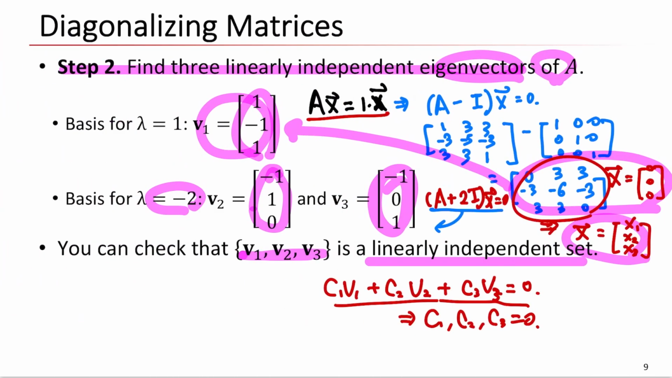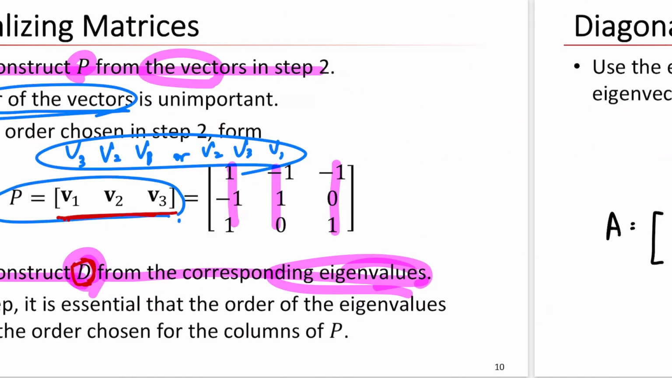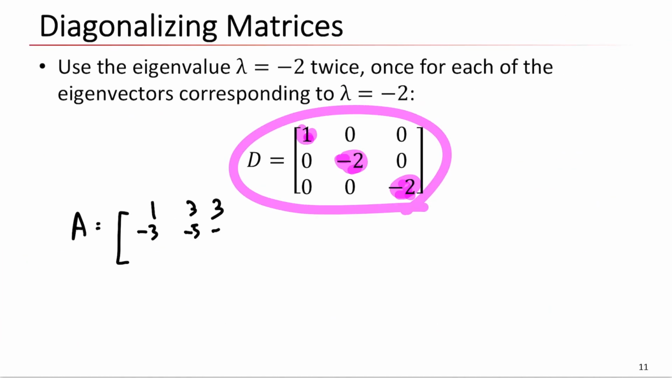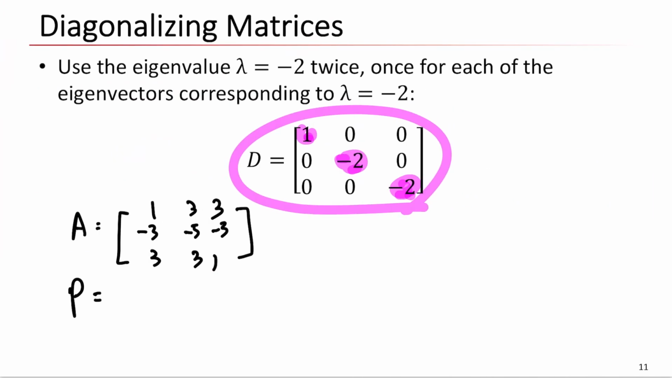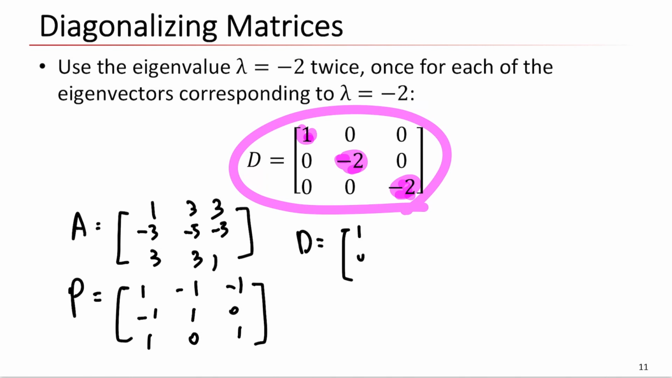1, 3, -3, -5, 1. And P is equal to 1, -1, 1, 1, -1, 1, -1, 0, -1, 0, 1, and T is equal to 0, 1, 0, -2, 0, 0, 0, -2, right?